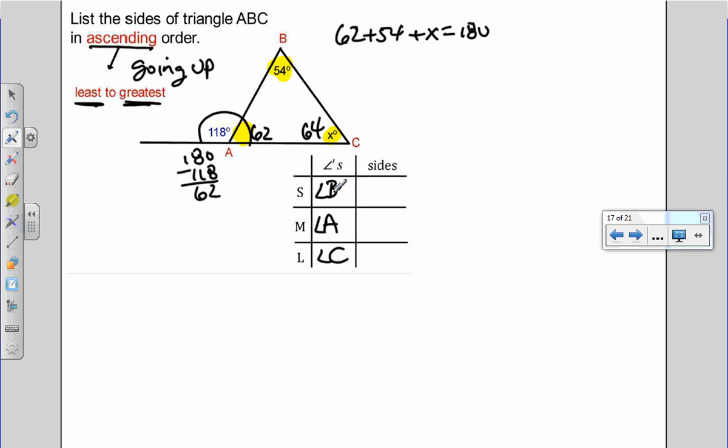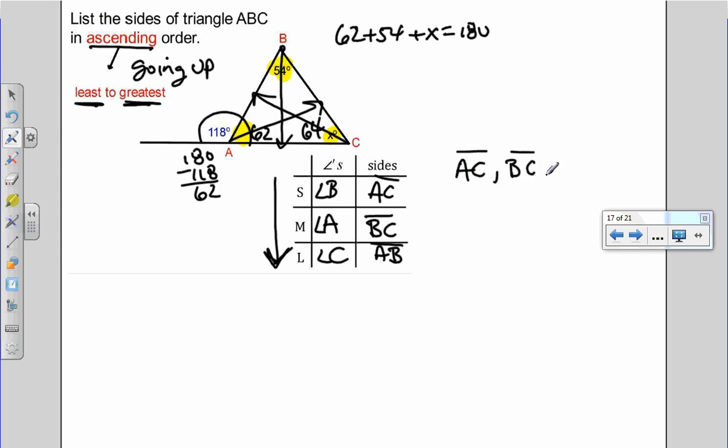Either cover up angle B so that I see side AC, or I can start and go across. Either cover up A to see BC, or go across. Cover up C, find AB, or you can simply go across. Now it says list them least to greatest. Well, we've done that before today. Small, medium, large, AC, BC, AB. Or AC is smaller than, wants to eat BC, smaller than AB. Either way is the way you might see it.